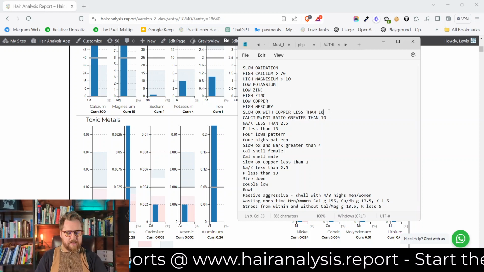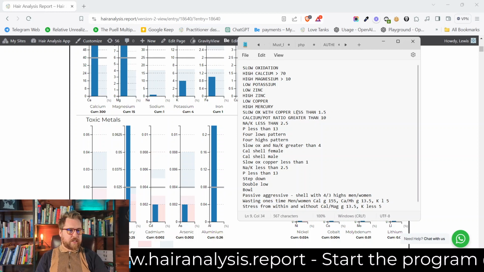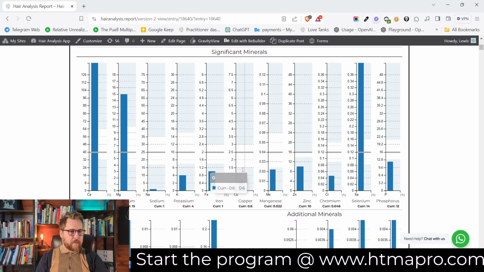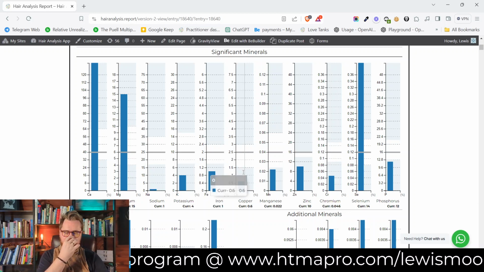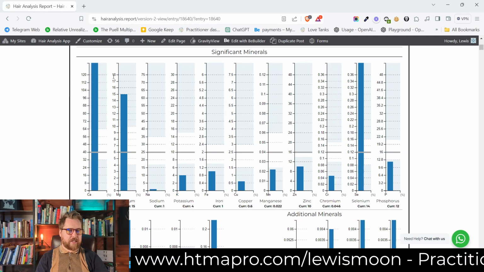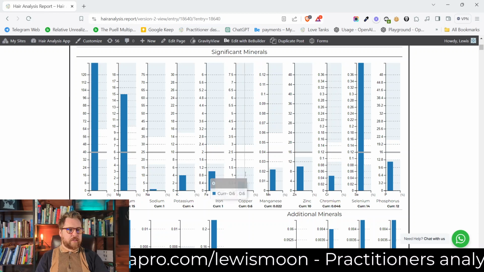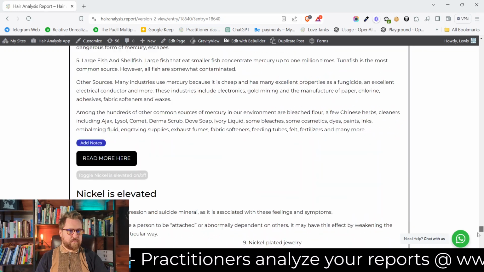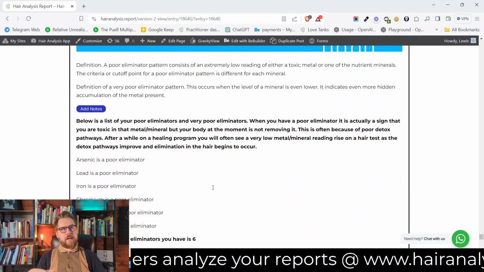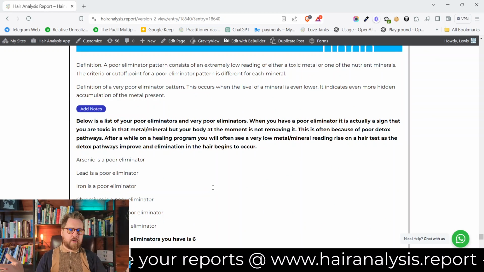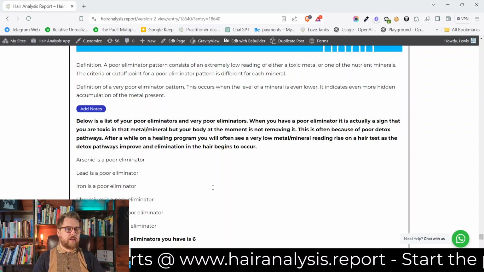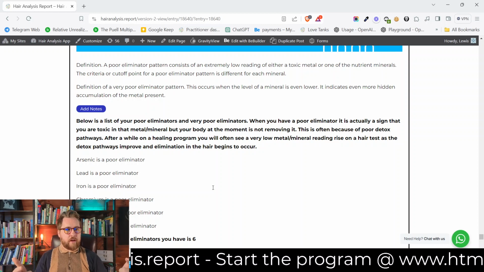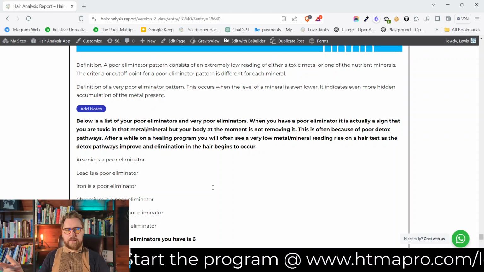I don't think that's correct. I think it's 1.5. So slow oxidation with a copper less than 1.5. If a copper level is below 1.5, this is an indicator of copper toxicity coupled with a slow oxidation rate. The reason being is that we call this poor eliminators. Poor eliminators are actually discussed down at the bottom here. Basically what they found over the years is that if a metal or a mineral is extremely low, that's actually a sign that the body is struggling to remove those toxic minerals or toxic metals.